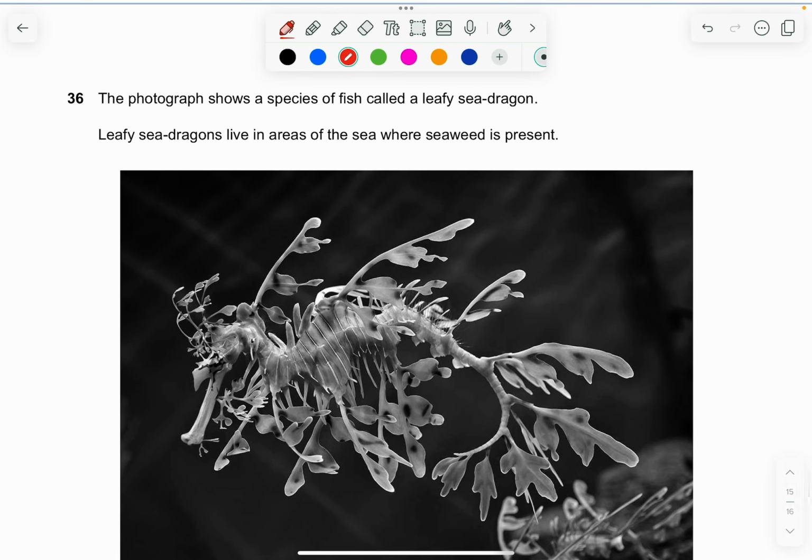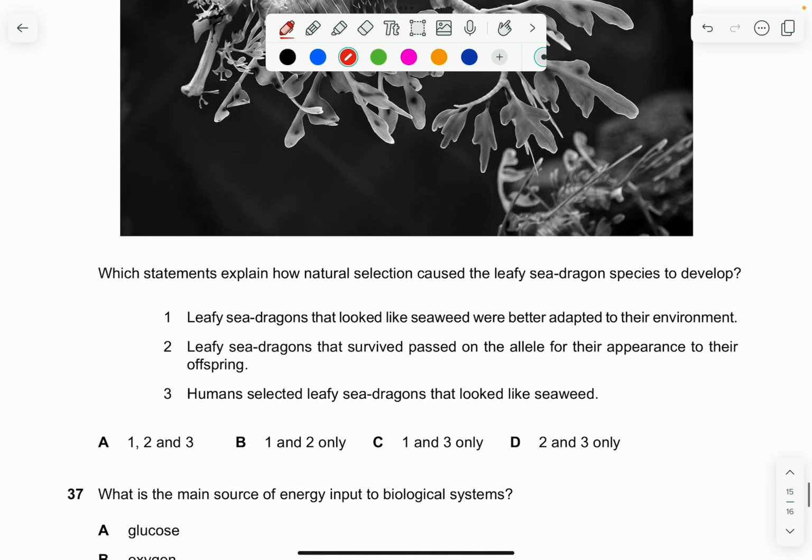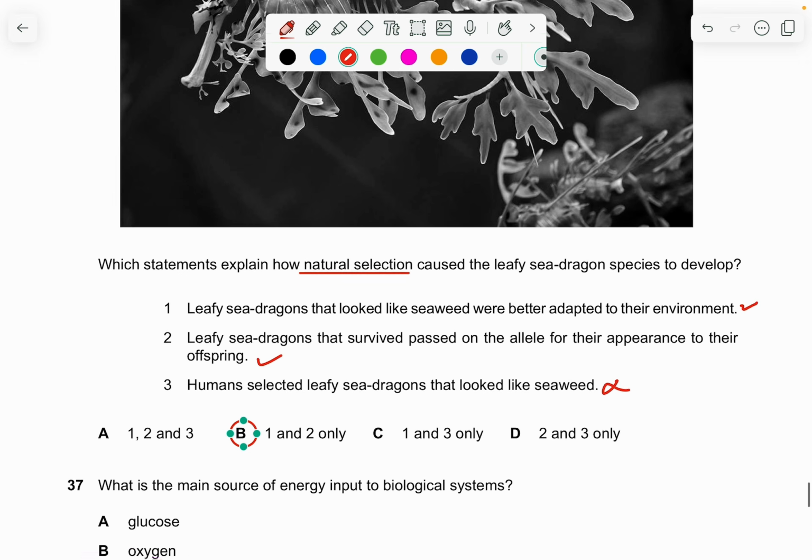Question 26. The photograph shows a species of fish called the leafy sea dragon. Leafy sea dragon lives in areas of the sea where seaweed is present. So which statement explains how natural selection caused the leafy sea dragon species to develop? So leafy sea dragons that look like seaweed were better adapted to their environment. So this one is correct. Leafy sea dragons that survive pass on the allele for their appearance to their offspring. Correct. Humans selected leafy sea dragons that look like seaweed. So this is wrong because they are talking about natural selection. So the answer is B.